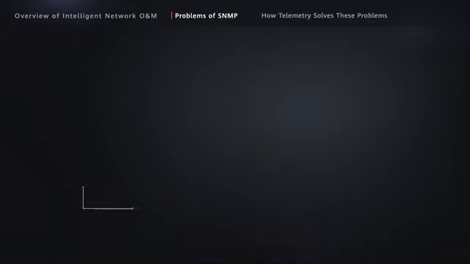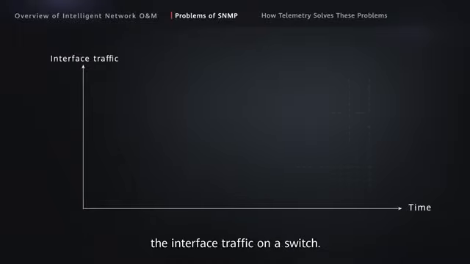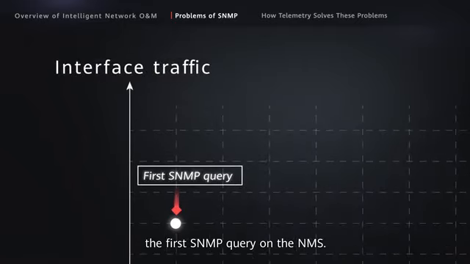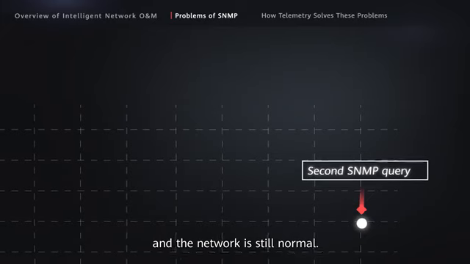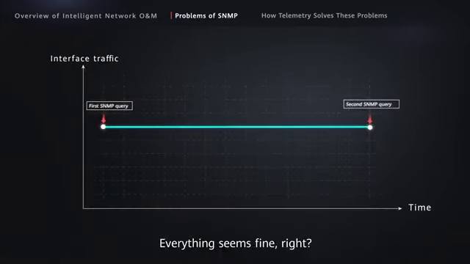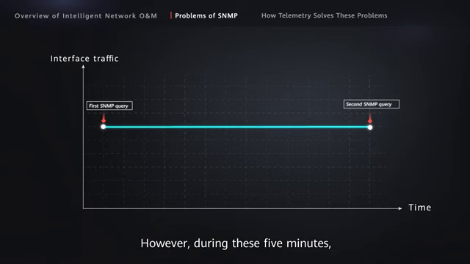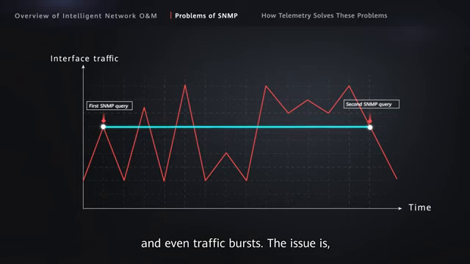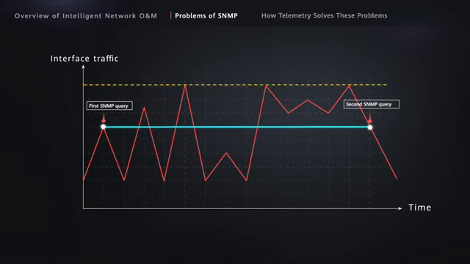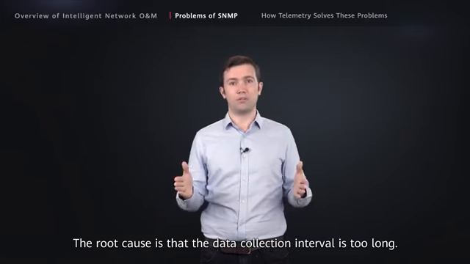Let's take a look at this graph. Assume that it is showing the interface traffic on a switch. The network is normal upon the first SNMP query on the NMS. After 5 minutes, another SNMP query is initiated, and the network is still normal. Everything seems fine, right? However, during these 5 minutes, the network has actually experienced quality fluctuations and even traffic bursts. The issue is, SNMP does not detect the problem. This is why we consider the data collected by SNMP to be inaccurate. The root cause is that the data collection interval is too long.